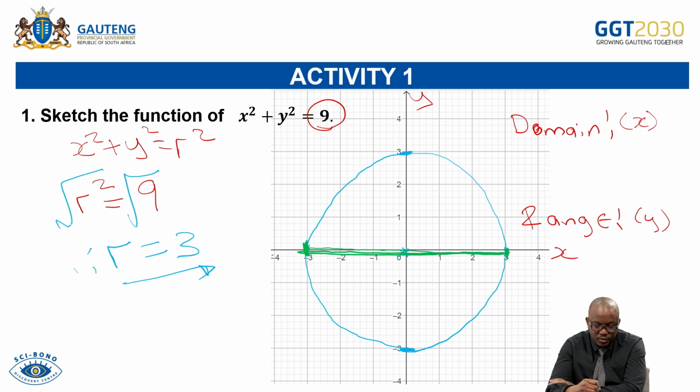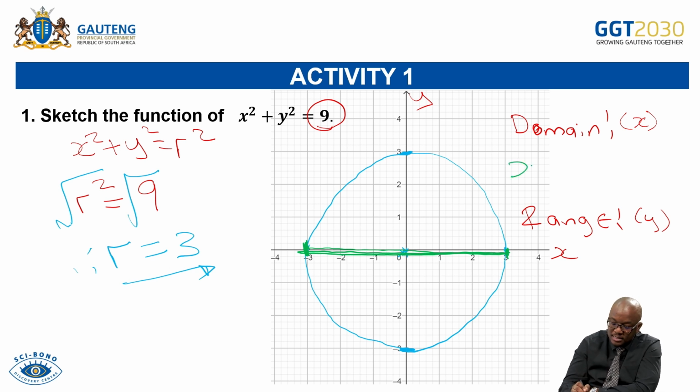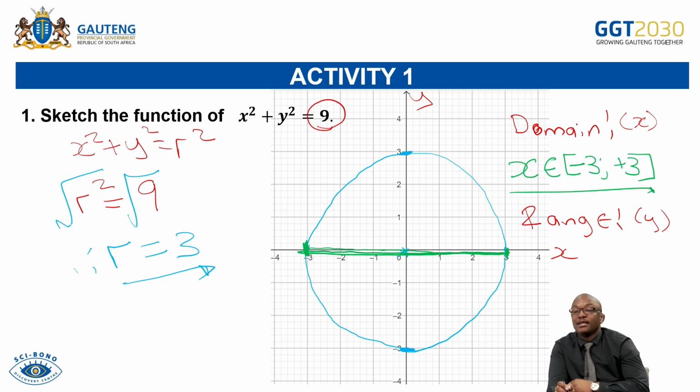At -4, you don't have a function. At 4, you don't have a function. So the function there is specific. So it's x is an element of [-3, 3]. We use square brackets because 3 and -3 are included in that function. So that's how we determine the domain.